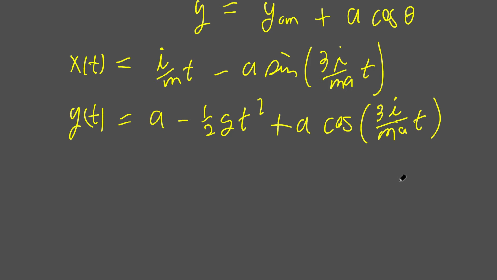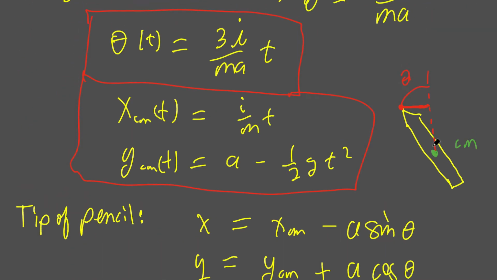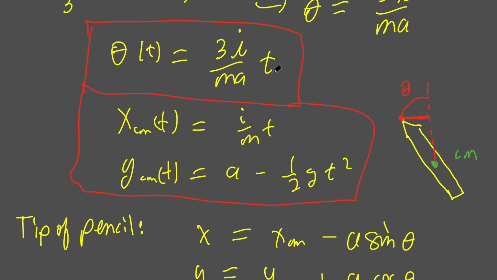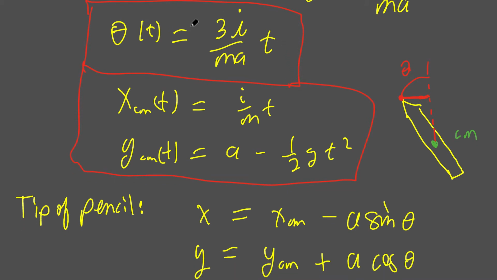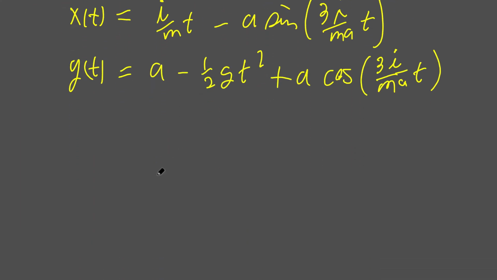Now it turns out that a nice way to write these equations is, instead of in terms of time t, we can write them in terms of the angle theta. After all, the angle theta is proportional to t. It's linearly related to t. So instead of writing x and y for the tip in terms of t, we'll write them in terms of theta. And we'll use the fact that t is equal to ma divided by 3I times theta. So t was ma over 3I times theta.